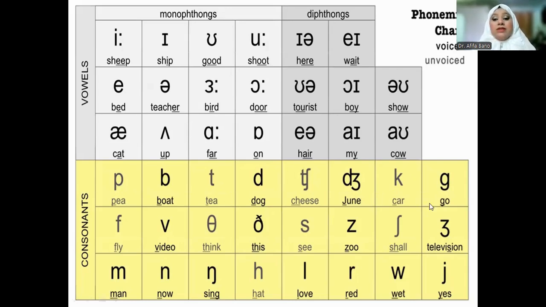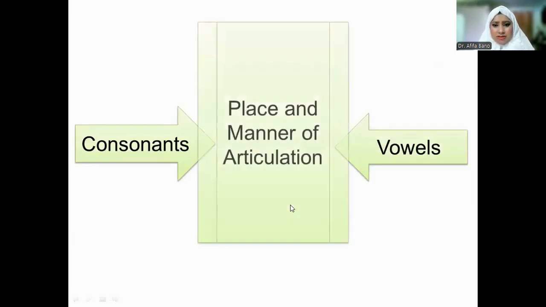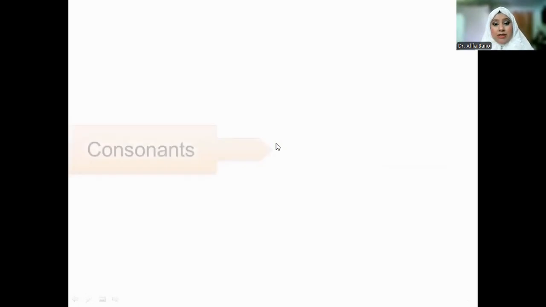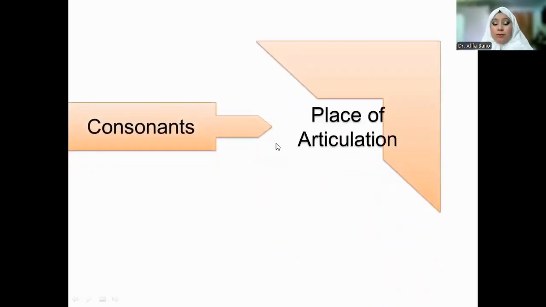All right. So these are the symbols, and now we will go through the details of these symbols and these sounds. What are these consonants and vowels? Then for both of them, we will see the place and manner of articulation. How do we articulate these sounds? How do we pronounce them? So let's start the class with the place of articulation of consonant sounds.